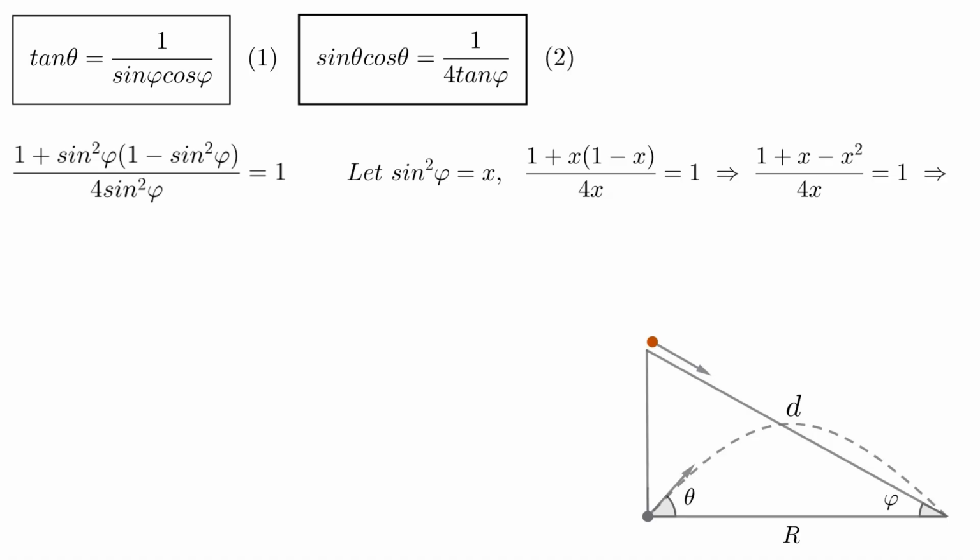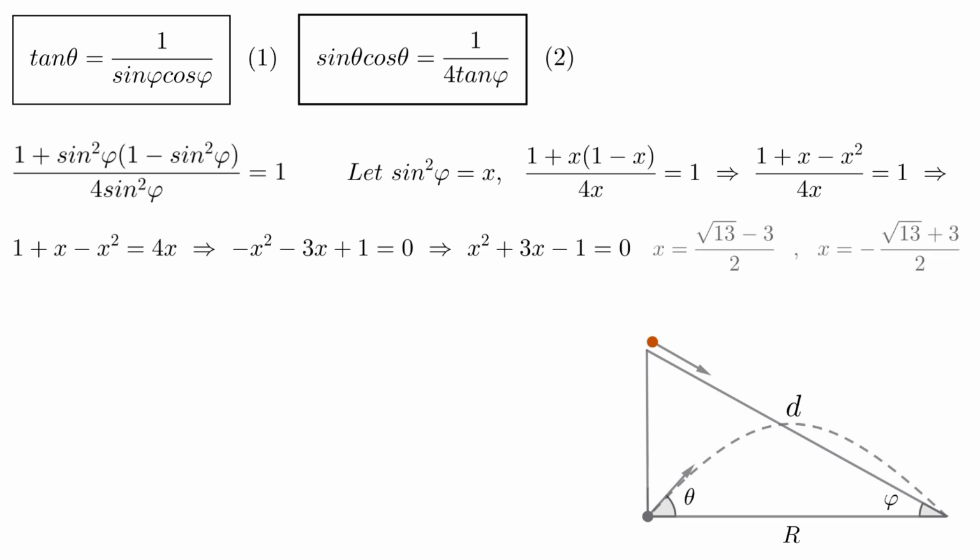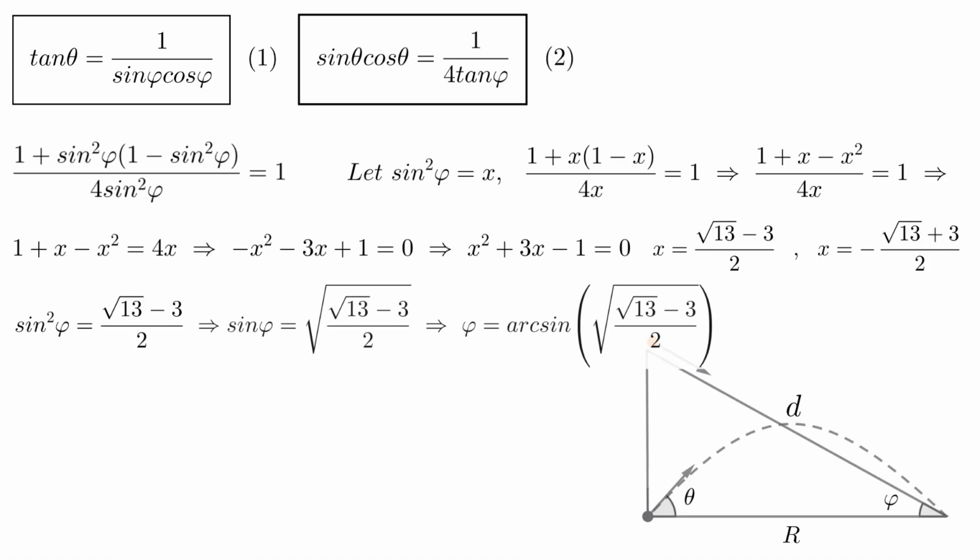And we simplify this down to a quadratic equation. x squared plus 3x minus 1 equals 0. The roots of which are x equals the square root of 13 minus 3 all over 2, and x equals minus the square root of 13 minus 3 over 2. The second solution is eliminated because sine squared of phi can't be a negative number, so our solution is the first root. And so sine squared phi equals the square root of 13 minus 3 all over 2, which is phi equals arc sine of the square root of 13 minus 3 all over 2, which is approximately 33.16 degrees.